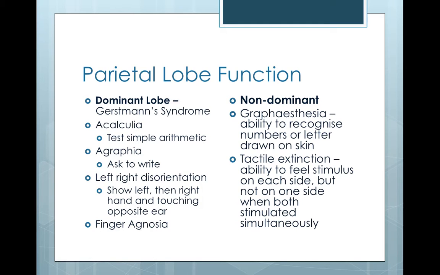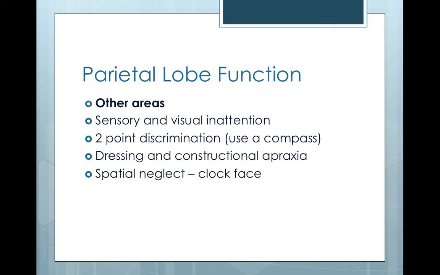From a non-dominant side, graphesthesia, which is the ability to recognize numbers or letters drawn on skin, is impaired. And there's also tactile extinction, which is the ability to feel stimulus on each side, but when both sides are done, you can't pick out which side that is. So for example, you may be able to tell the left and right arm, but then if you touch both arms together, they only recognize you're touching the right arm, for example. Other parts of the parietal lobe function are sensory and visual attention, which basically leads on from tactile extinction. Two-point discrimination is a parietal lobe function, and you can test this with a compass point.